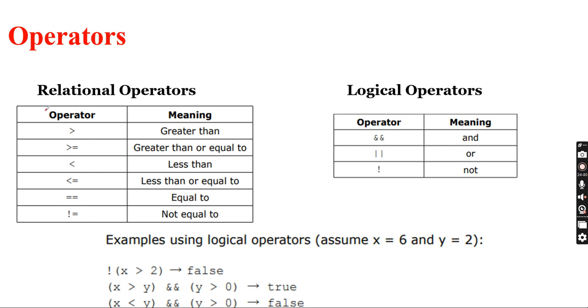We have all these relational operators and logical operators: greater than, greater than or equal to, less than or equal to, and not equal to. Then we have the and operator, or, and not operators. These you can use in our if else statements and all.